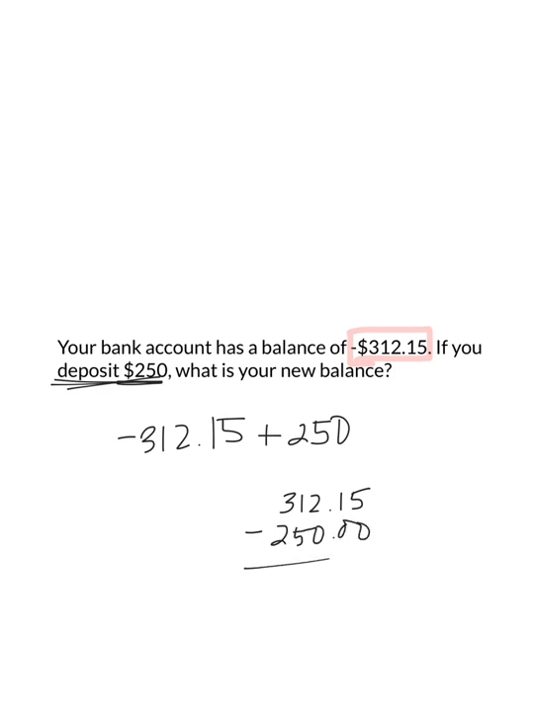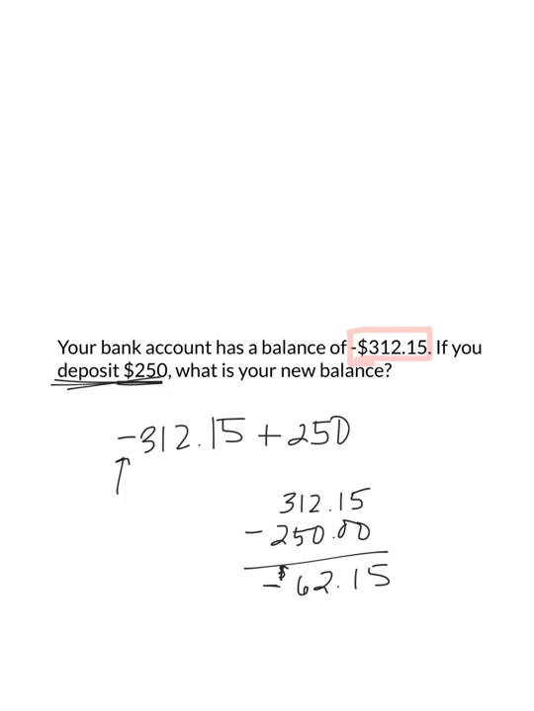Okay. And then when we subtract these, we're going to get $62.15. And because there's more negatives in this problem than positives, the balance is still going to be in the negative, but you're getting closer to coming out of the hole. So you're left with a negative $62.15 balance.